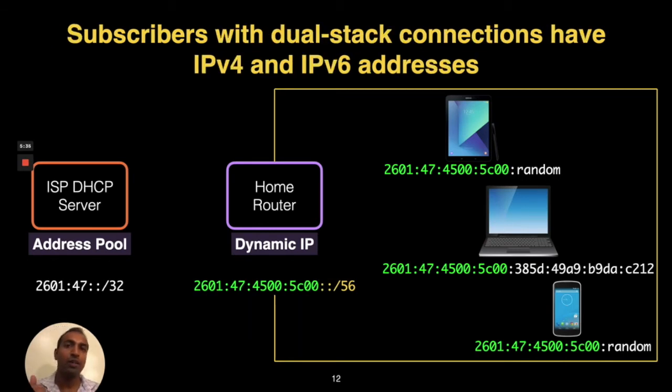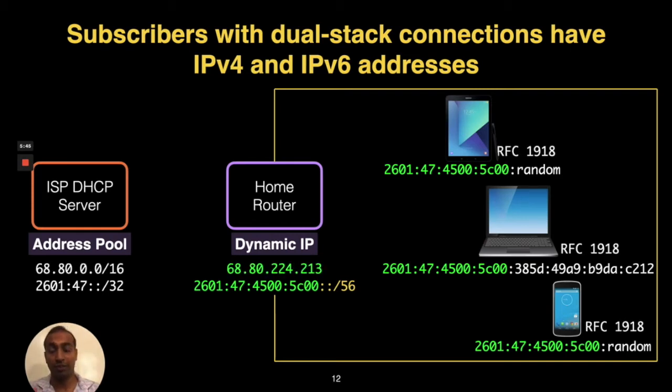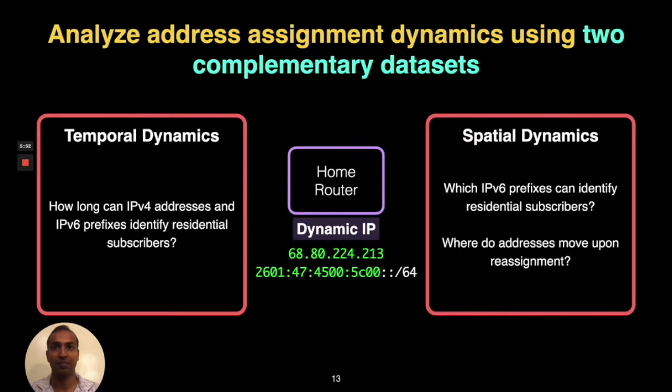While we are primarily interested in IPv6 dynamics, most residential networks today that offer IPv6 also offer IPv4 connectivity. Thus, we additionally investigate IPv4 assignment patterns in these dual stack networks and contrast our findings against IPv6. We analyze address assignment practices in dual stack networks using two complementary datasets along two axes.